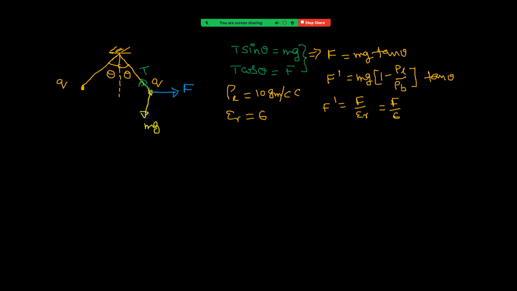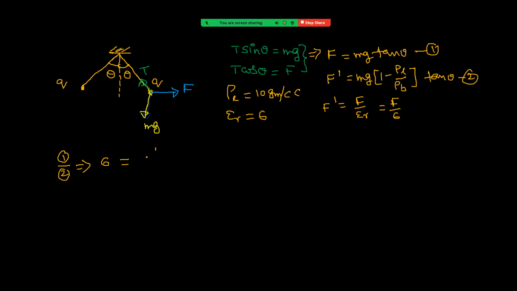Because F dash is 1 by 4 pi epsilon, in the place of epsilon, epsilon naught, epsilon r. Okay, right. Now take the ratio, then see what we are going to get. I am saying this is equation 1 and this is equation 2. Now taking the ratio, it is 1 by 2. So F by 6, it becomes 6, and mg gets cancelled.